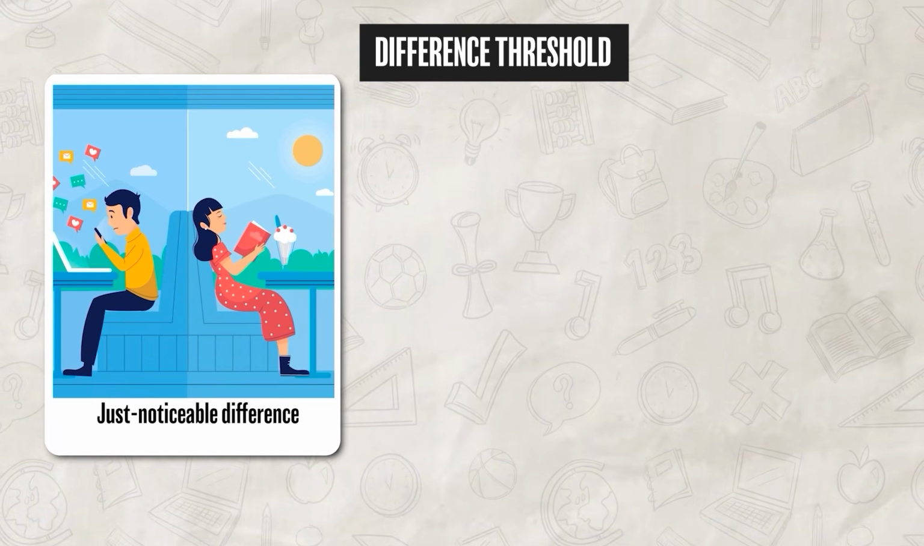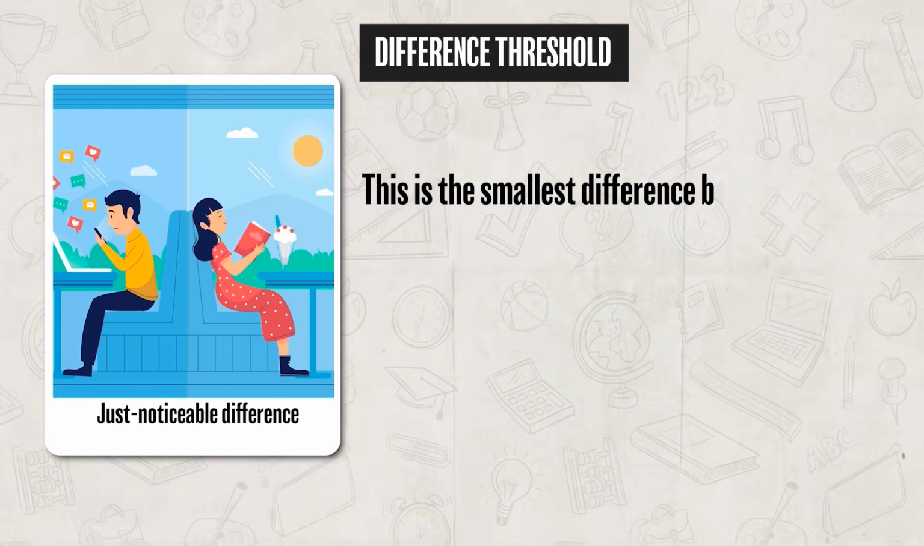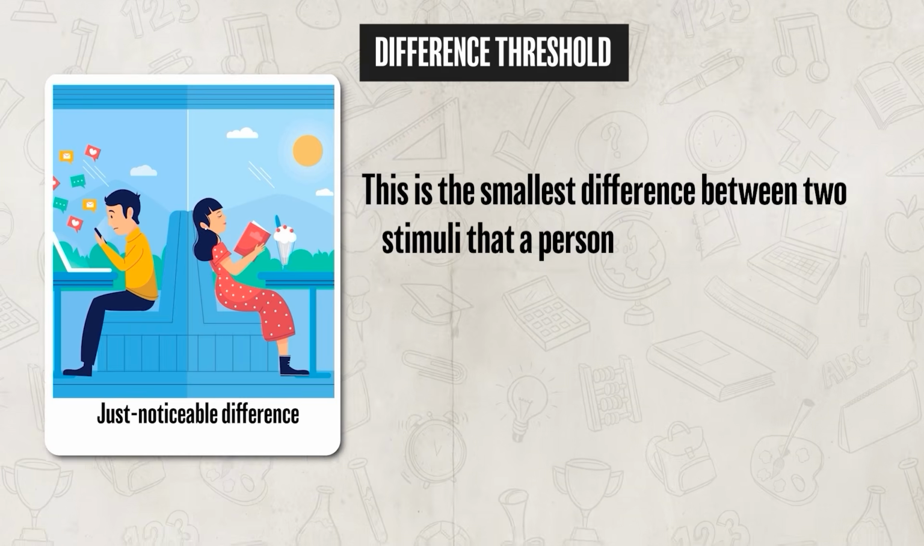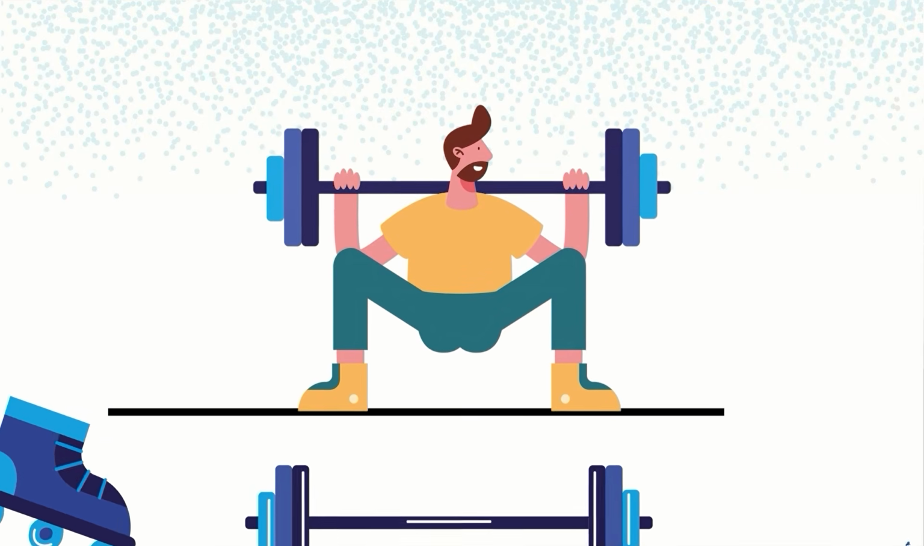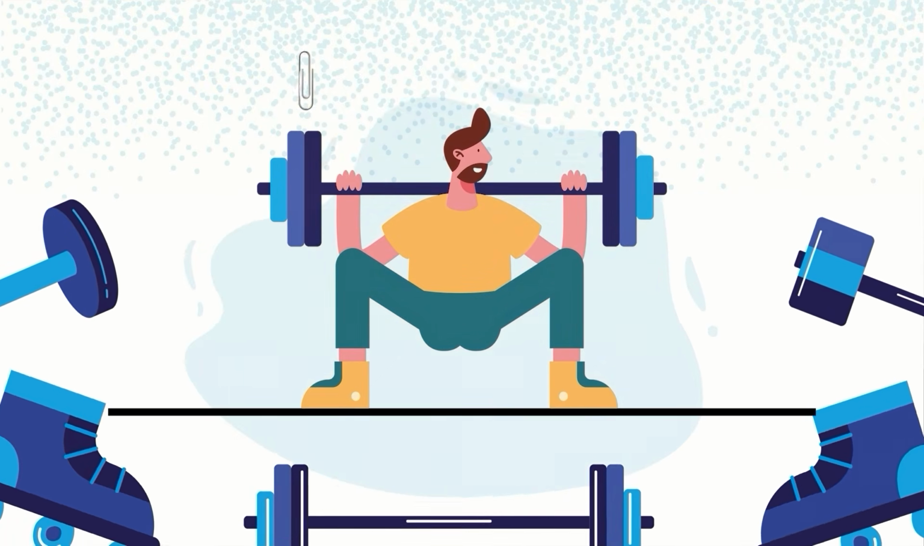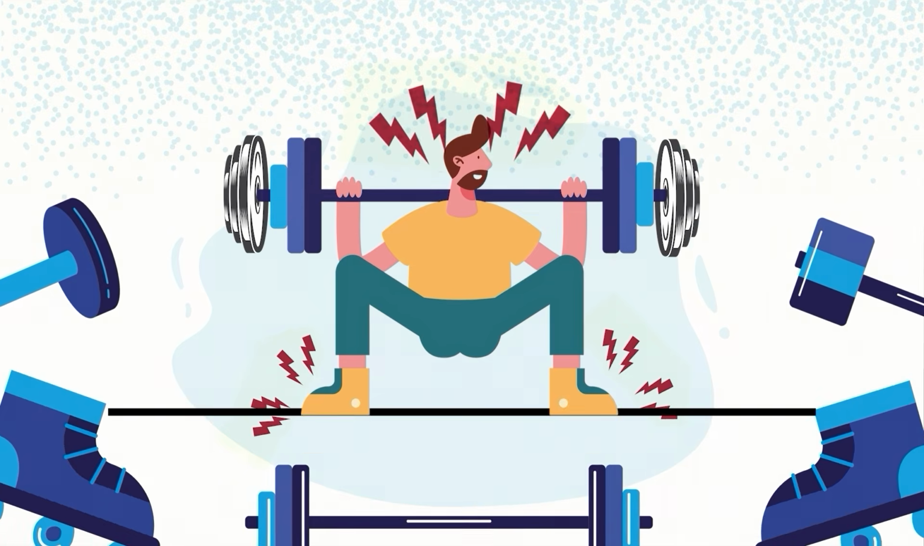Up next, we have the just noticeable difference, also known as the difference threshold. This is the smallest difference between two stimuli that a person can detect at least 50% of the time. For instance, if you are holding a 5-pound weight and someone adds a paperclip on top of your weight, well, you probably would not notice. But if someone adds another pound to the weight, you probably would feel it.